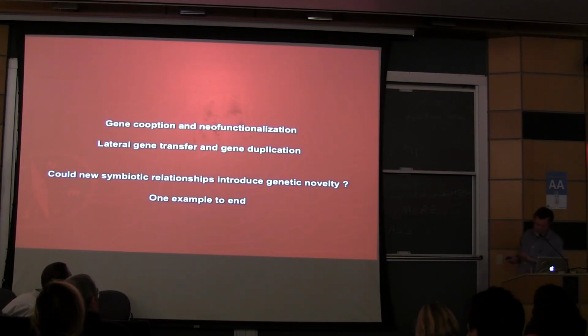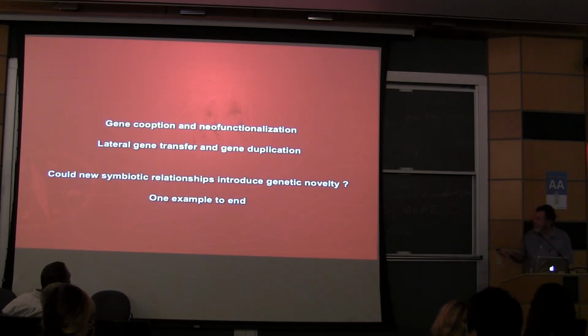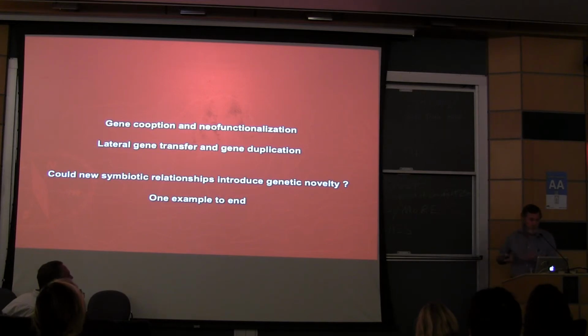Okay, the last couple of minutes. So gene co-option and neo-functionalization, or lateral gene transfer and gene duplication. Another way in which I think you can get novelty is through new symbiotic relationships as a way of introducing genetic diversity. You can't do it in your own genome, so you set up a symbiotic relationship with another organism that enables you to do it.